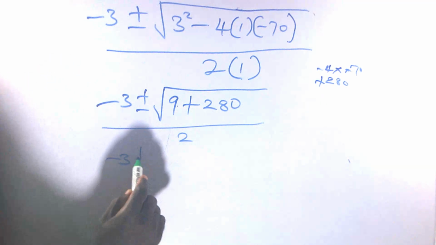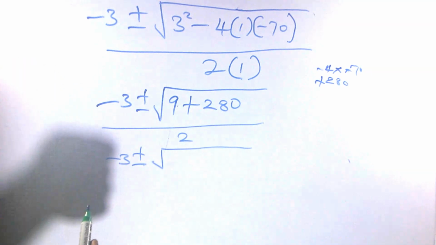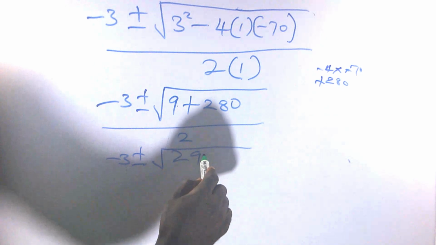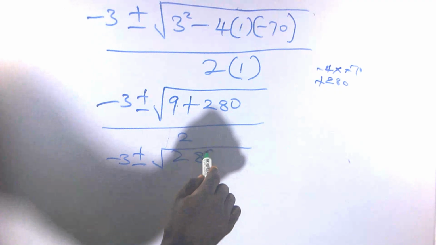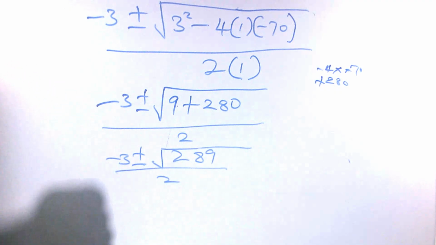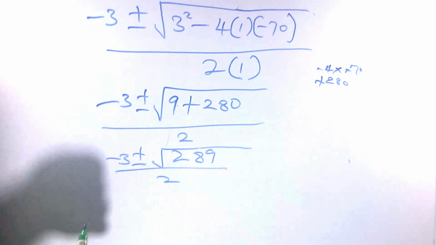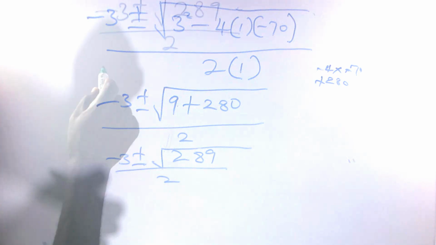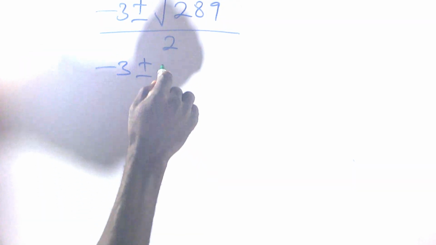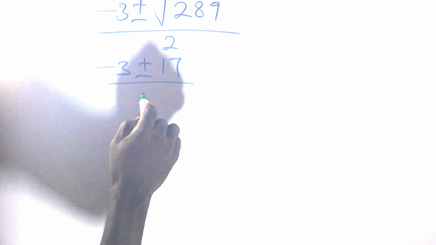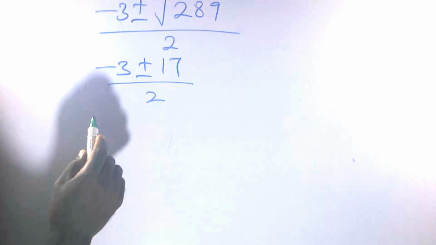And minus 3 plus or minus the square root. 9 plus 280 is 289. Everything over 2. Then what is the square root of 289? The square root of 289 is 17. So we're going to have minus 3 plus or minus 17 over 2. You don't need to write the square root again. What you do now is solve for both equations.